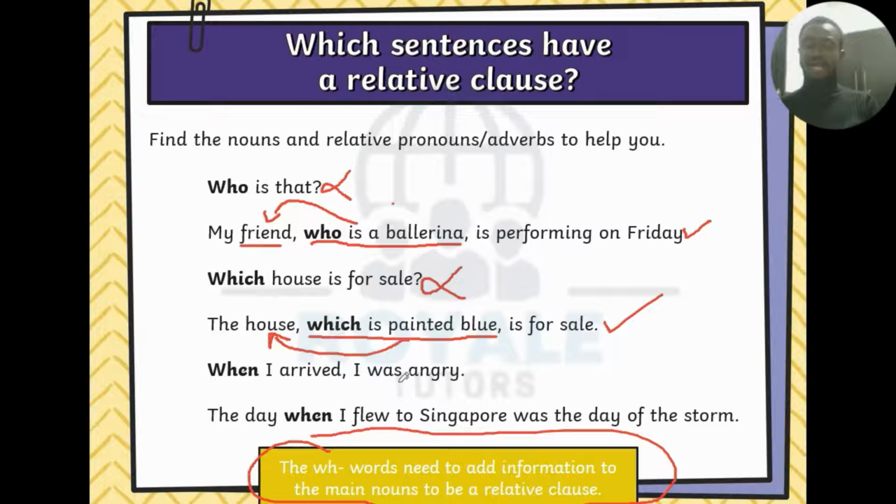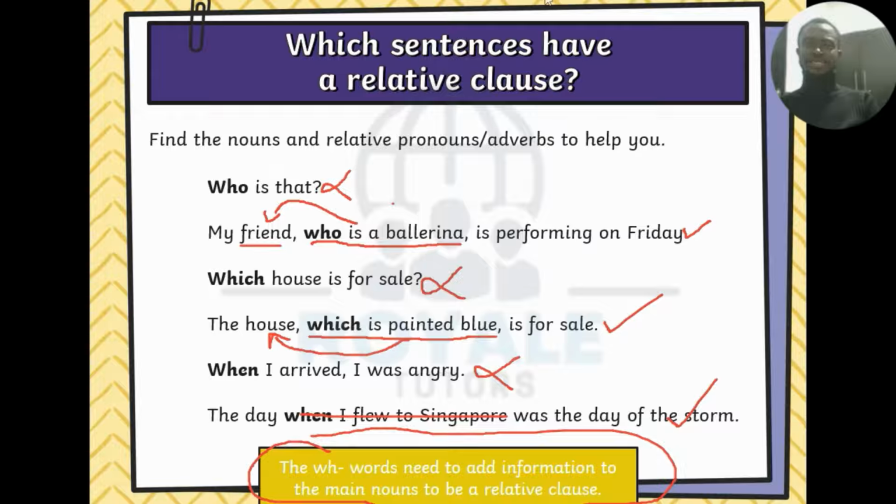When I arrived, I was angry. So what do you say about this? Is this correct? Is it giving additional information about the noun? Well, if you said no, you're right. The last expression. What do you say about the last expression? The day when I flew to Singapore was the day of the storm. So if you take this out of the sentence, does this make sense? The day was the day of the storm. Yes, it does. And we have this.